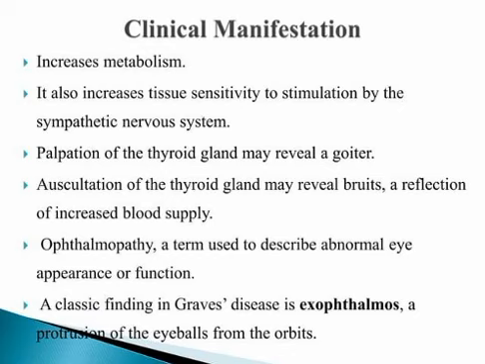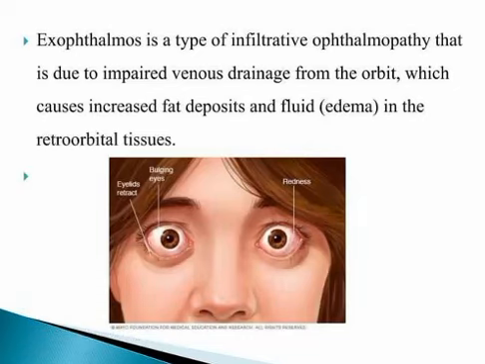A classic finding in Graves' disease is exophthalmos. Exophthalmos is a protrusion of the eyeballs from the orbits. So the eyeballs will protrude outside the orbit. It's like the eyeballs are coming out of the eyes. That condition is known as exophthalmos. In this picture, we can easily see the condition of exophthalmos. It is a type of infiltrative ophthalmopathy.